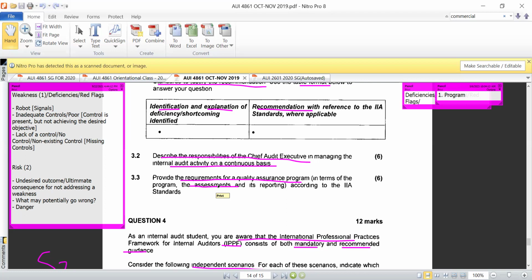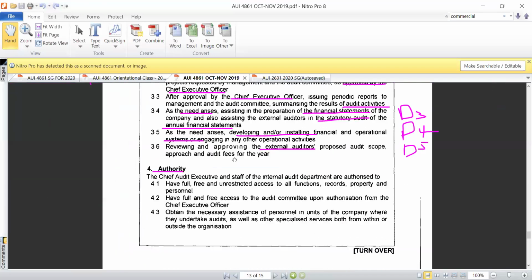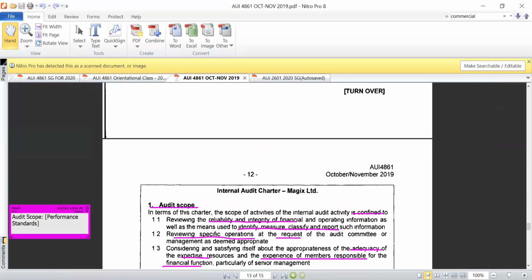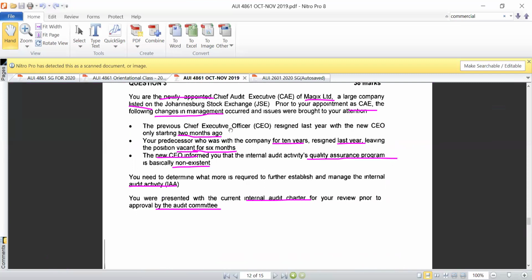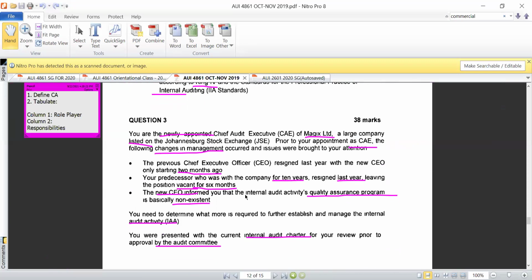So I'm also beginning to question myself: in those 10 years when that previous chief audit executive was in place, were they even performing any external quality assurance programs in the first place or not? Right. But in any case, I'm just trying to show you how some of this information from the scenario links to the required section. That's what I'm trying to emphasize.